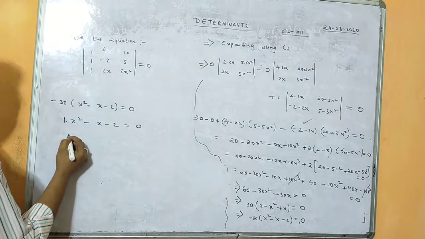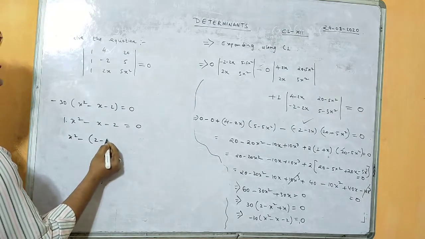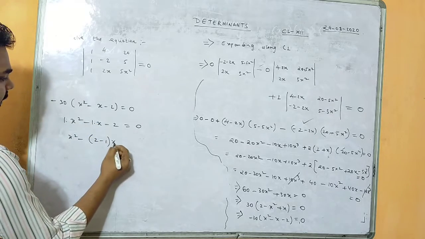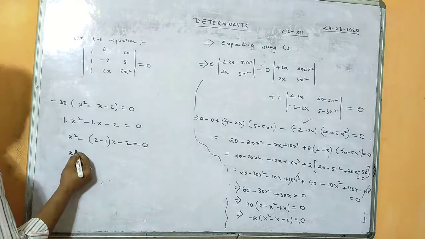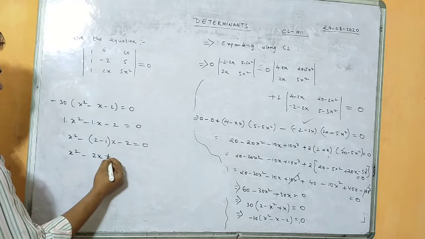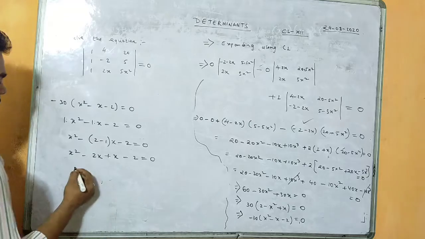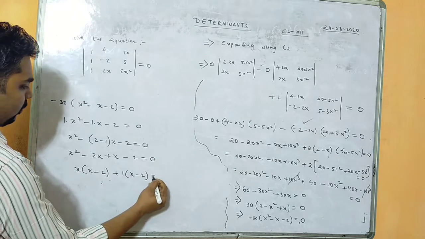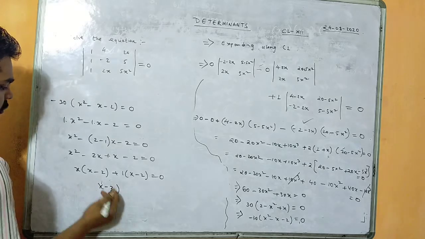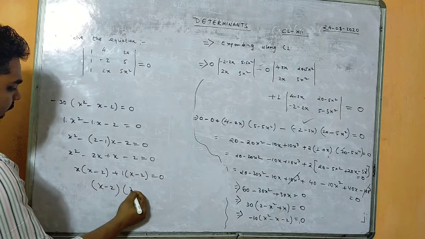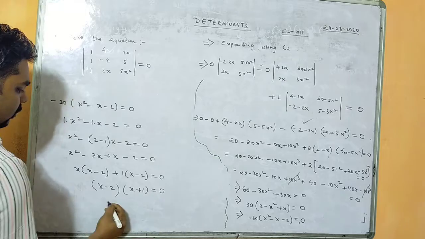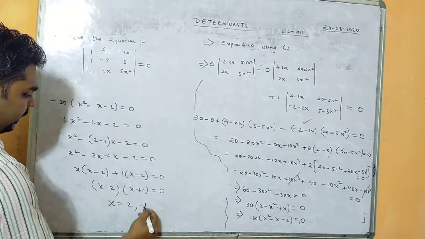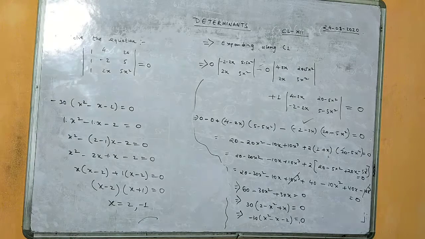So 2 1s are 2, that means x square, and splitting the middle term we need to make 1 here. So 2 minus 1 is 1, x as it is, minus 2 equals to 0. Or x square minus 2x plus x minus 2 equals to 0. Or x into x minus 2, 1 into x minus 2. So x minus 2 and x plus 1. So either the value of x is 2 or the value of x is minus 1. So this is our required answer.